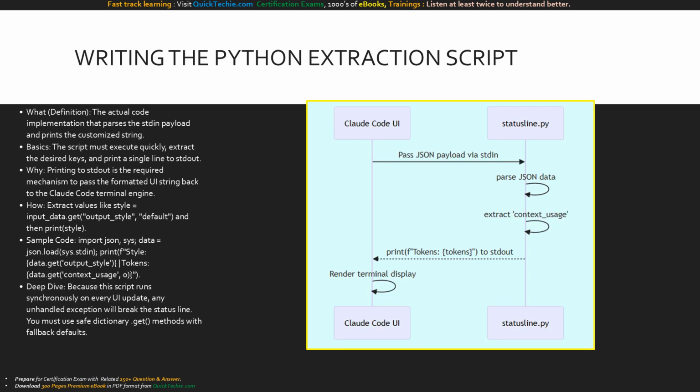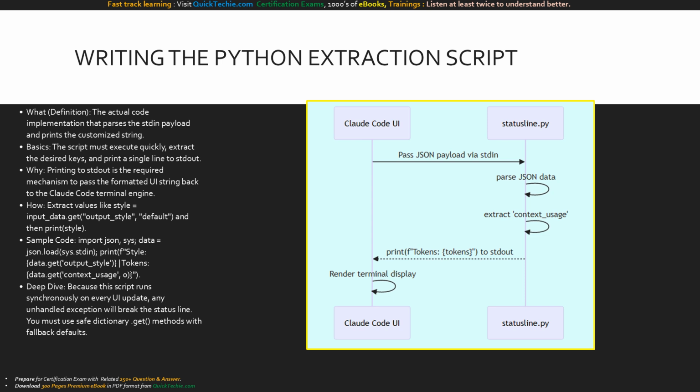Now we move to implementation, writing the Python extraction script. What is this? It's the code that parses the payload and outputs your custom string. The basics require the script to execute quickly, grab the necessary keys, and print a single line to standard output. Why standard output? Because printing to stdout is the strict mechanism required to feed text back into the Claude Code terminal engine. How do we do it? We use dictionary extraction like inputData.get('output_style') and print the result.